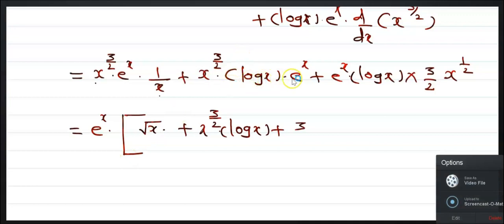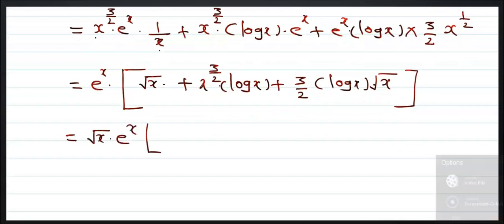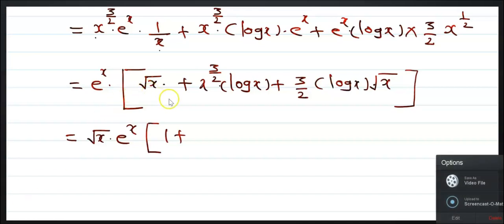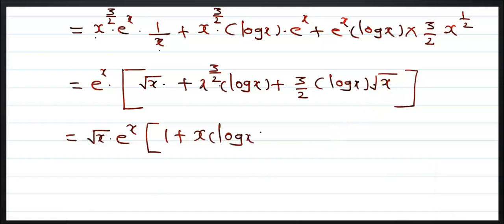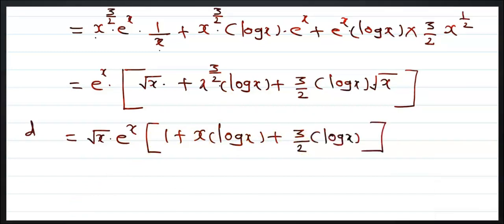In the case of this term, e raised to x was common from all three. X raised to 3 by 2 into log x plus 3 by 2 log of x root x. And therefore again we are taking the root x here. From x raised to 3 by 2 we will also get one root x and x remains there, and this is one root x. Therefore we are also taking root x into e raised to x plus in bracket 1 plus x into log of x plus 3 by 2 log of x. Therefore dy by dx. Now the next is 6.